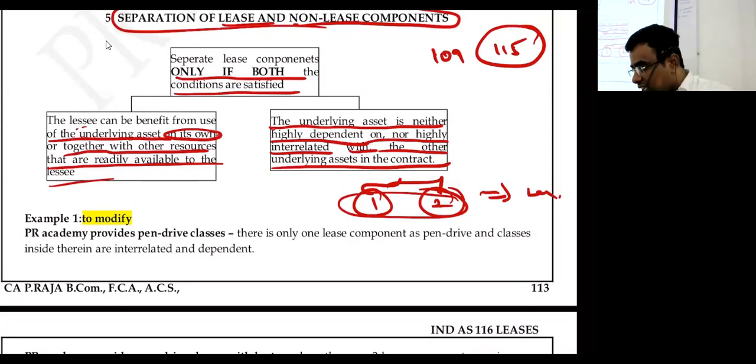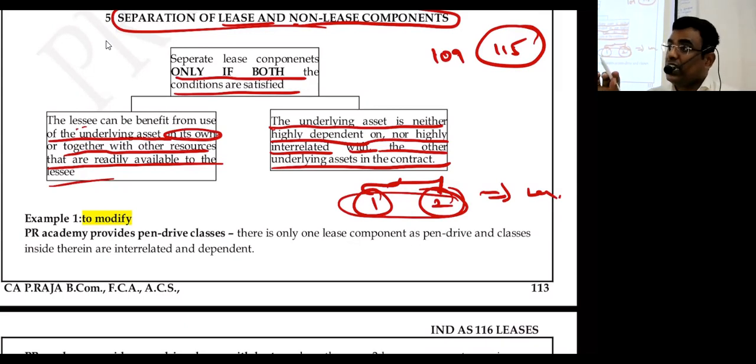You are reading the case studies and understanding whether these two conditions are satisfied. Any one or both? If both are satisfied, then separation must be done. If any one is not satisfied, or both are not satisfied, then no separation. Pakka.